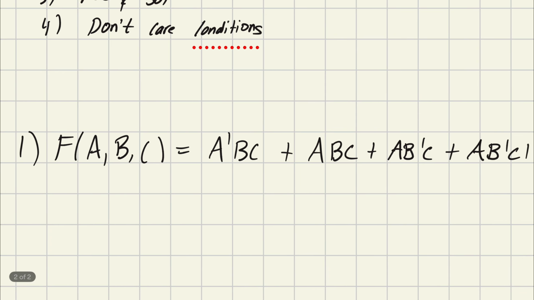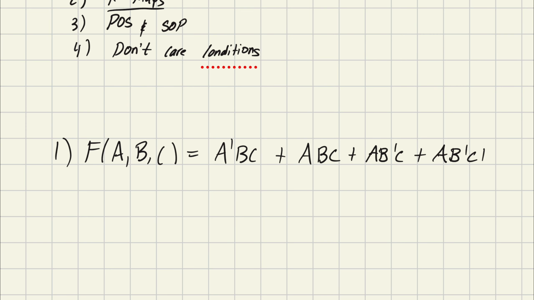Say we have a function f that's given by three variables that is equivalent to these four terms over here: A naught BC plus ABC plus A B naught C plus A B naught C naught. Now the way to simplify this would be first to factor out the common terms. So immediately here I see that this BC is common over there, and A B naught is common over there. So let's go ahead and factor those out.